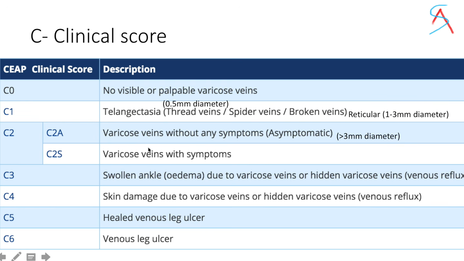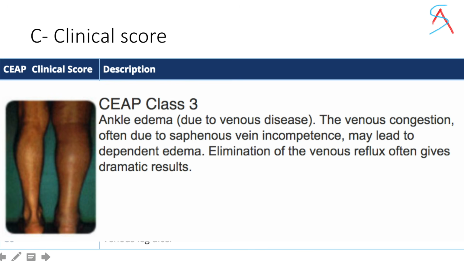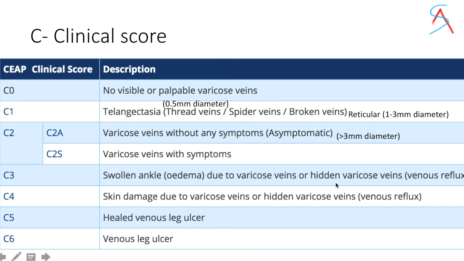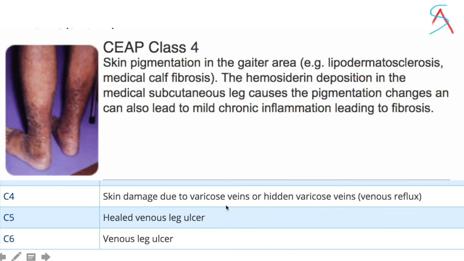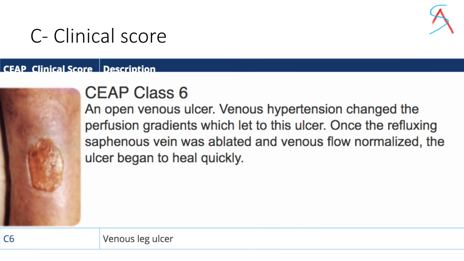C2 is varicose vein without symptoms or with symptoms. Varicose vein means veins which have a diameter more than 3 millimeter. C3 is swollen edema due to varicose vein or any hidden varicose veins. C4 is skin damage due to varicose vein. C5 is healed venous ulcer. C6 is venous leg ulcer.